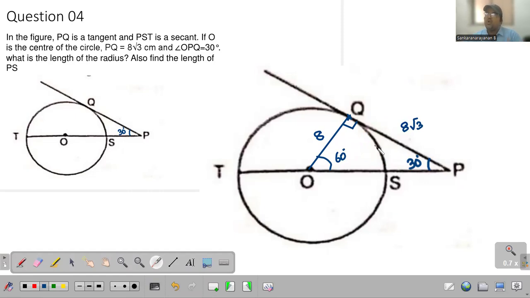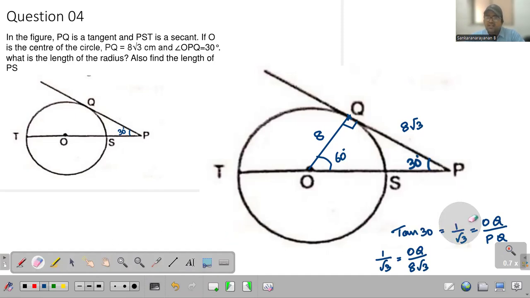Or else you can take tan 30. If you're not comfortable with what I just mentioned, you can just go for tan 30. Tan 30 is equal to 1 by root 3. What is tan 30? It is nothing but OQ, the opposite side, by the adjacent side PQ. Here PQ is given to be 8 root 3, right? So 1 by root 3 is equal to OQ divided by 8 root 3. So that root 3 cancels off. I can see that OQ is equal to 8. That way also I can arrive at it.